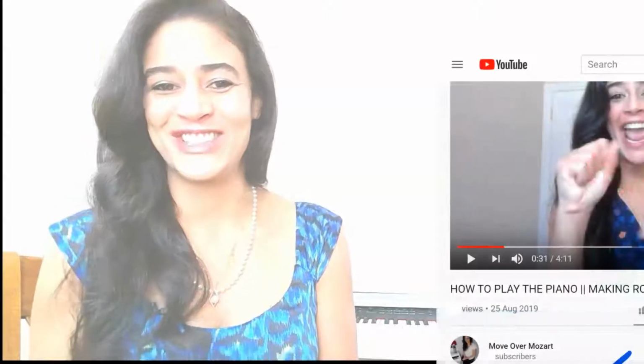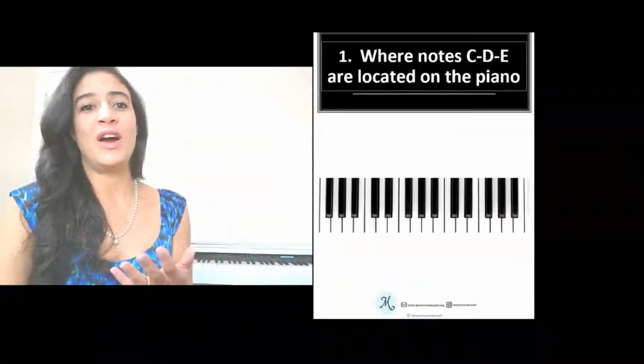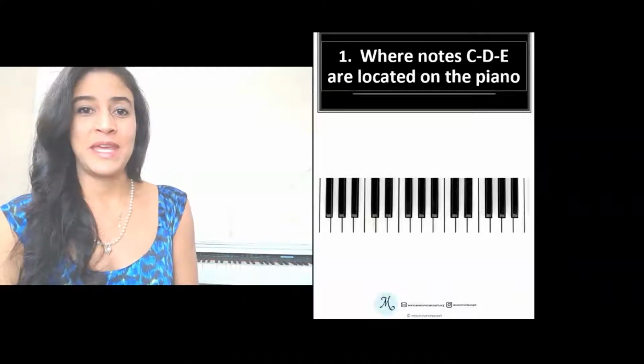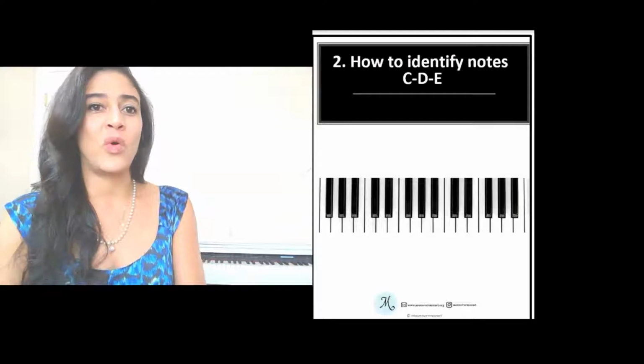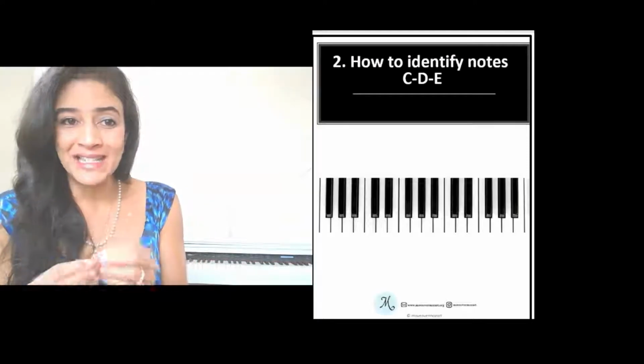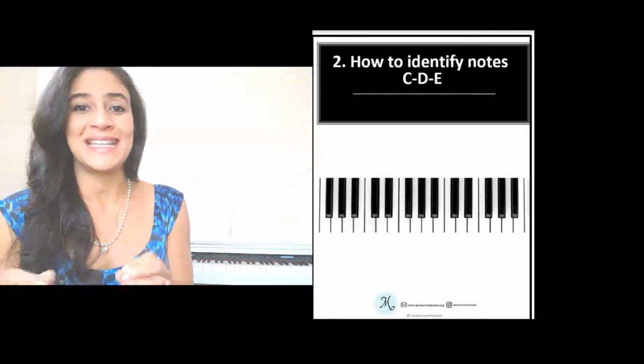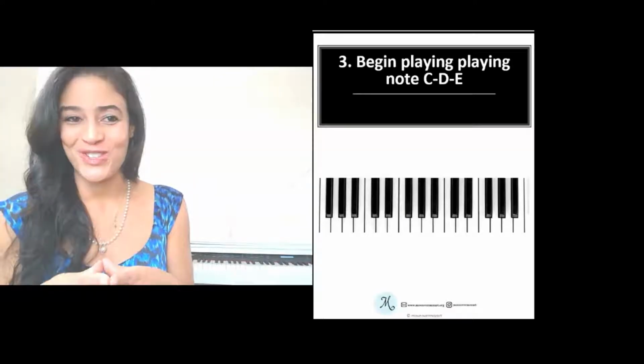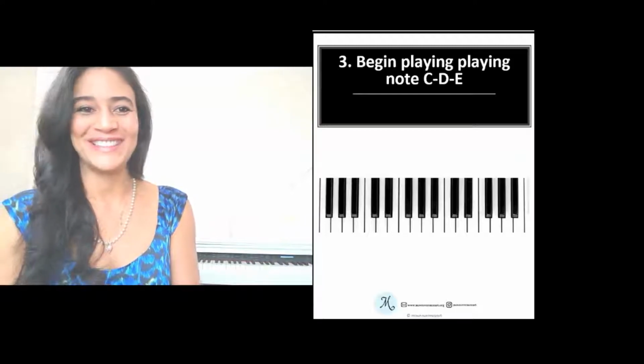But there is one thing I want you to take away from this lesson. I want you to take away the feeling of being excited to learn something new. So in today's lesson, we are going to be exploring the following. We're going to be looking where the notes C, D, and E are located on the piano. And then we are going to learn how to identify those notes C, D, and E. And finally, we are going to begin playing those notes C, D, and E on the piano.